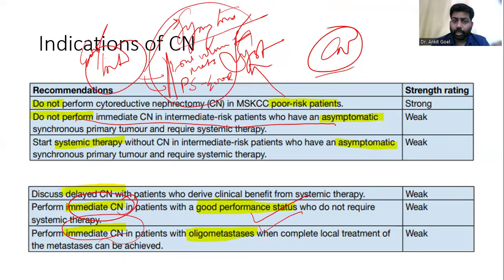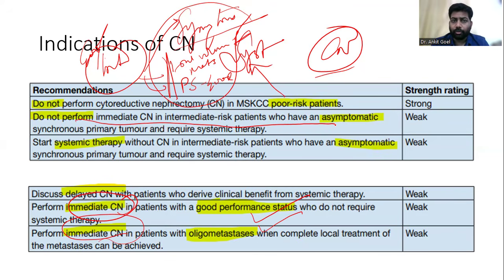So try to summarize it again. Cytoreductive nephrectomy: if the patient has symptoms, it's better to offer it, provided those patients have low volume of mets and provided the patient has a good performance status. Good performance status is different from good risk. Performance status means the performance of the patient, how he's able to tolerate the surgery and all. So try to understand these are the 3 conditions where we offer cytoreductive nephrectomy upfront.